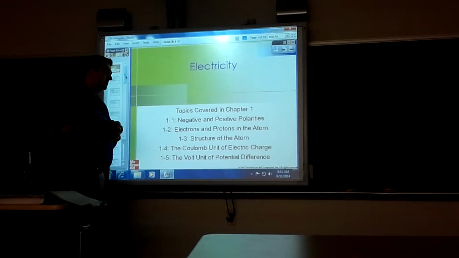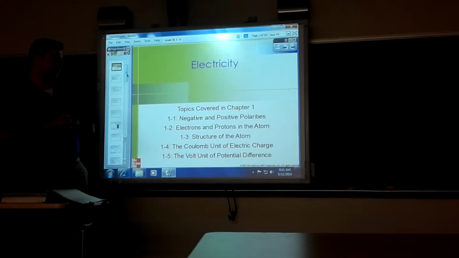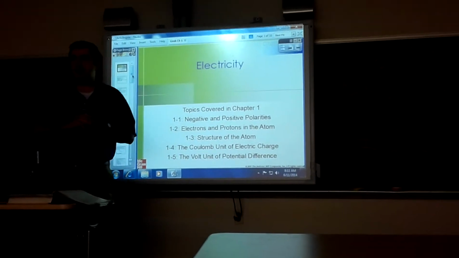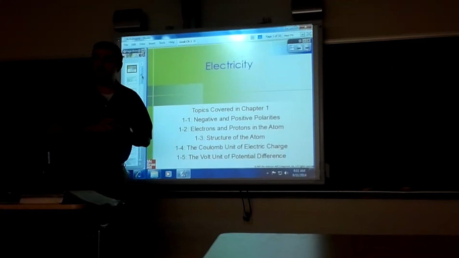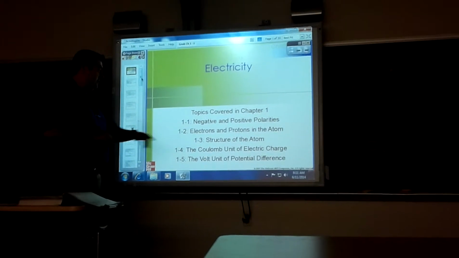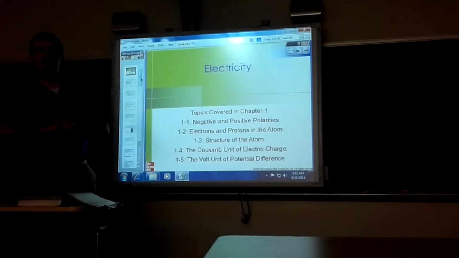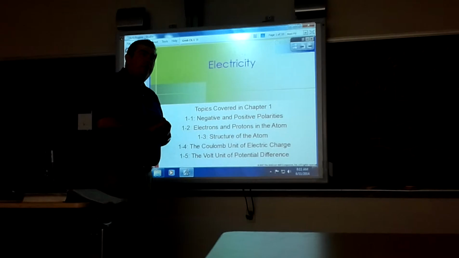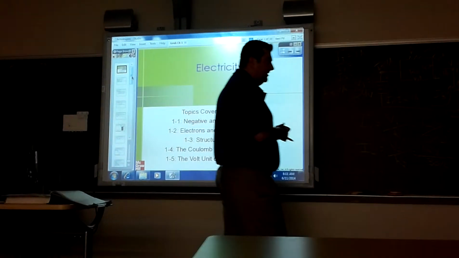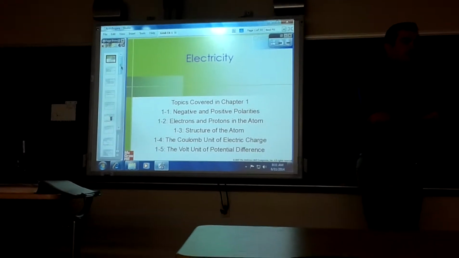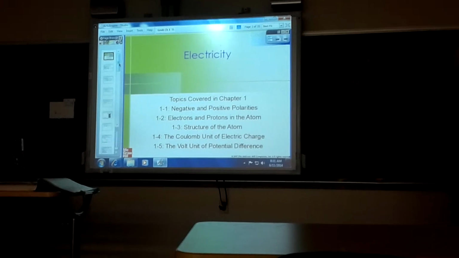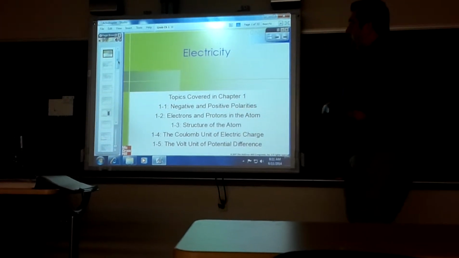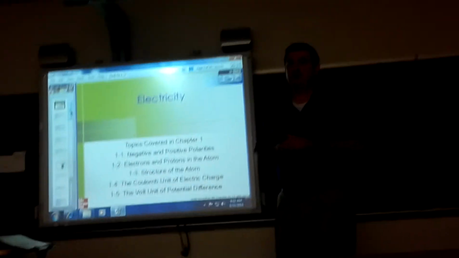Talk about electrons and protons in the atom. The electron is the negative particle of the atom. The proton is the positive particle. It is the movement of electrons that is the way that electricity actually demonstrates itself. It's how the light bulb comes on. It's how your computer runs. It's how electric motors work. It's by the movement of the electrons.